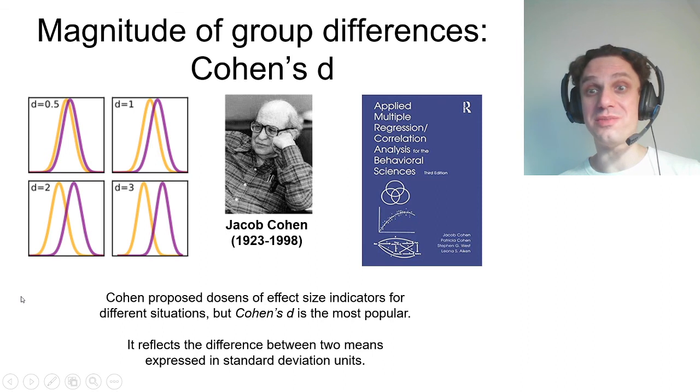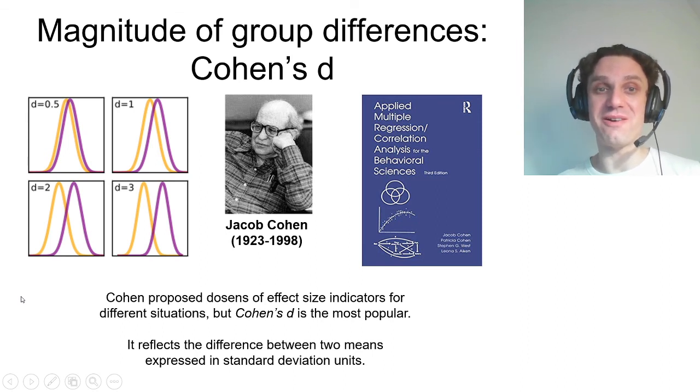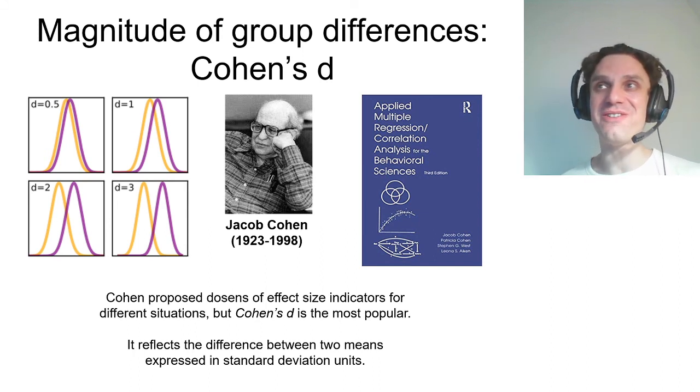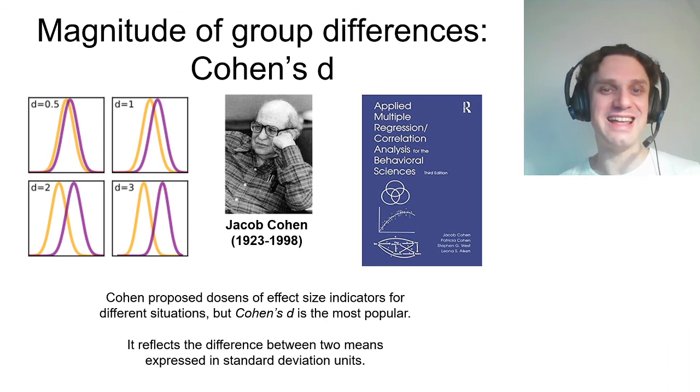If you have two groups whose mean scores you are trying to compare, the magnitude of these group differences can be expressed by a simple statistic which is called Cohen's d, after Jacob Cohen. Jacob Cohen, a very interesting author, wrote probably the best textbook on regression. If you're interested in regression, I totally recommend Cohen, West, and Aiken. And he proposed a whole bunch of different effect size indicators, but Cohen's d emerged as the most popular.